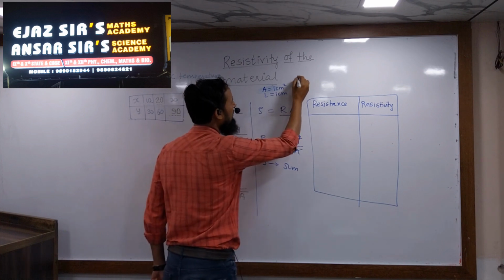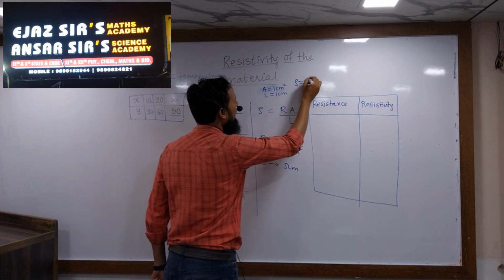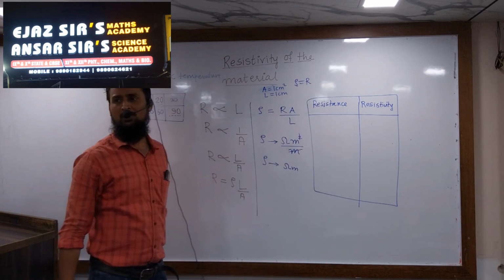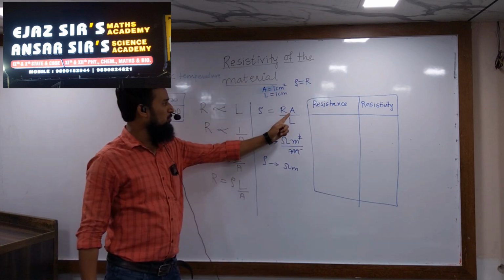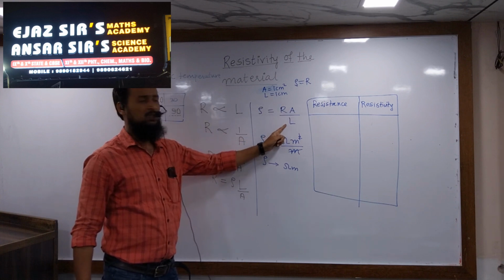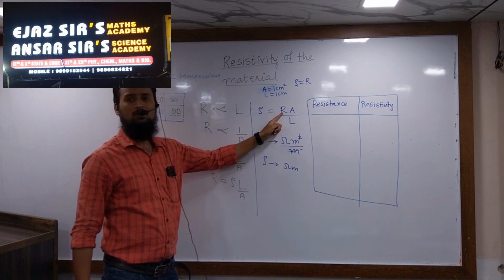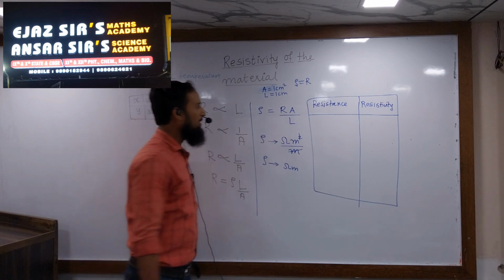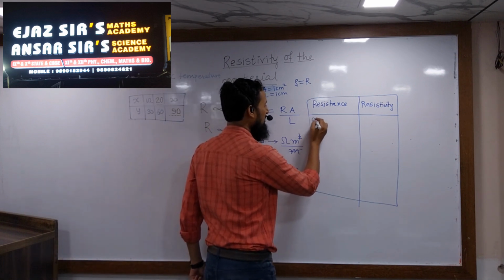Numerically, rho will become equal to R. Understood? If I put area equal to 1 and length also equal to 1, the 1s will get cancelled and resistivity will be equal to resistance. So I am writing, what is resistance?